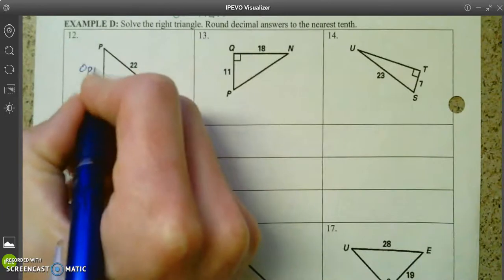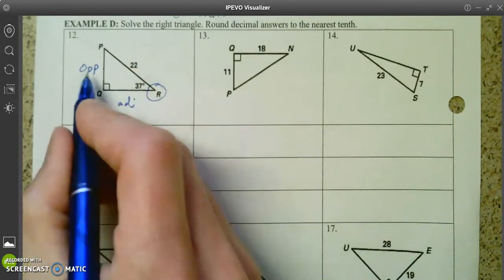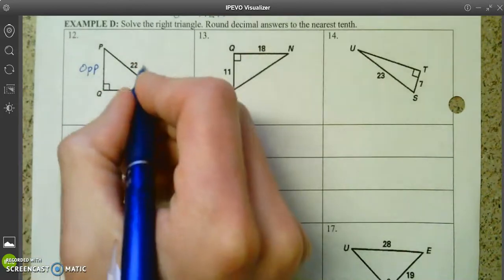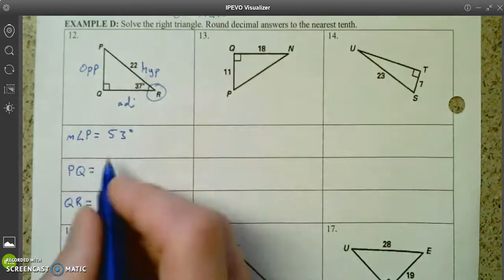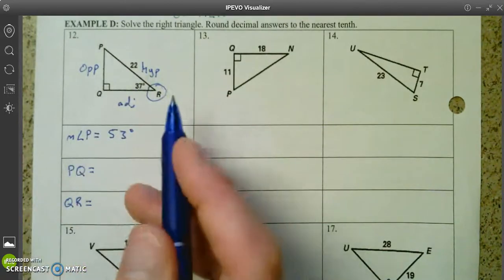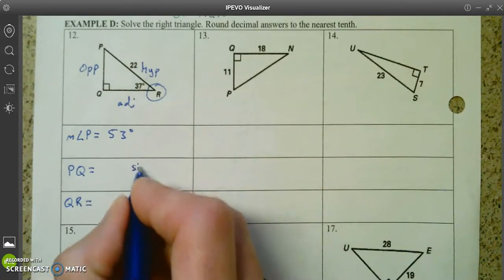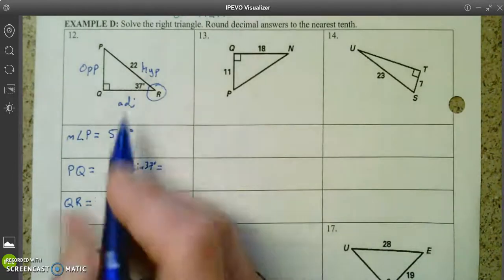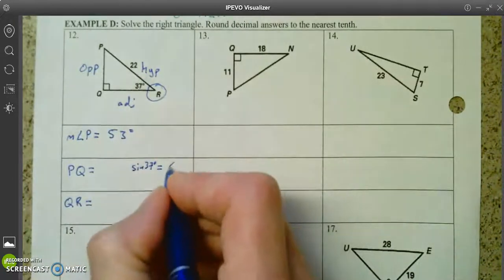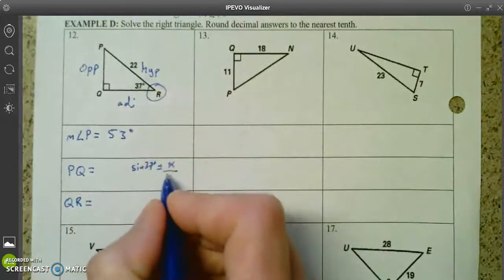This is going to be opposite. This is adjacent. So if I want to use this as a reference angle, I have an opposite, because I need to know what the opposite value is, and I have the hypotenuse. So the trig function that relates opposite and hypotenuse is going to be sine. So sine of 37 degrees is equal to what I want to find out. In this case, we use that as x. So x over hypotenuse, which is 22.